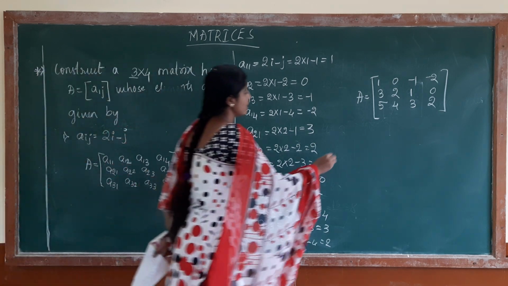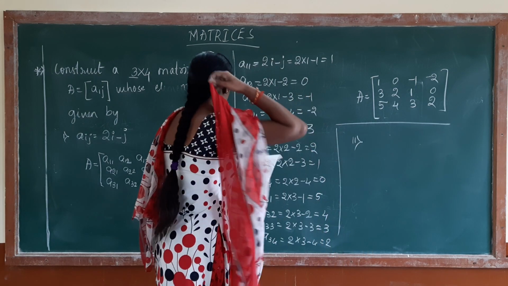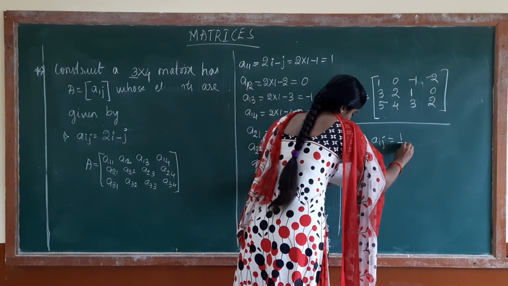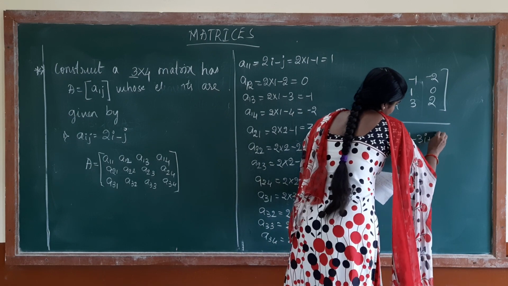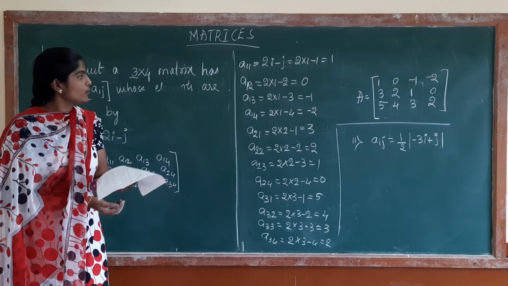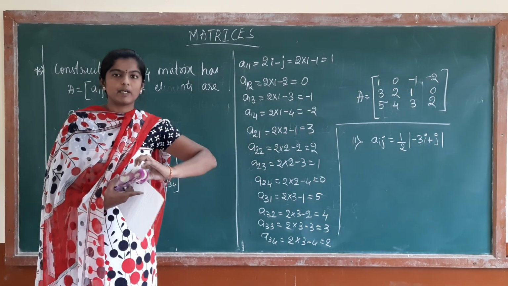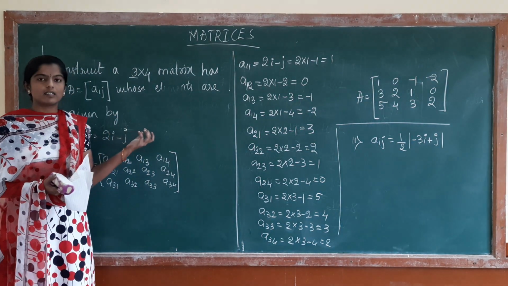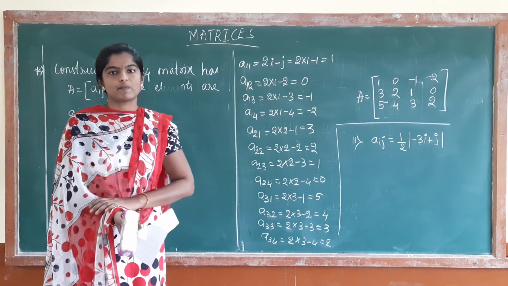We have to try another problem, that is Aij equal to 1 by 2 into minus 3i plus j. Try for this condition. So up to this we have studied the matrix multiplication and how to construct the matrix when the condition is given. So next class we will go through some other problems. Thank you.